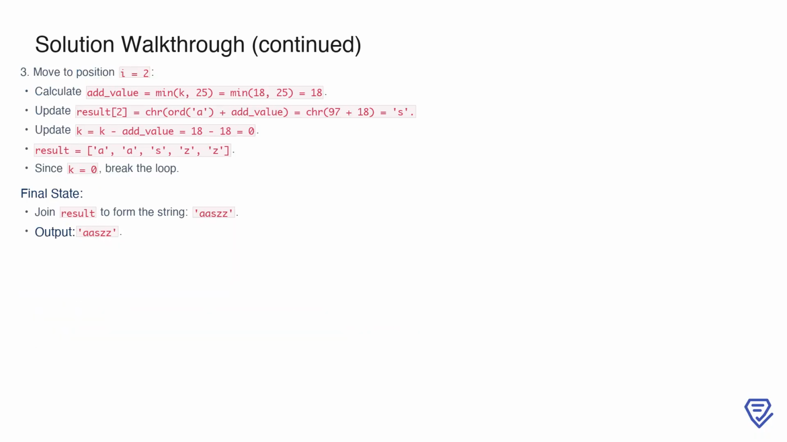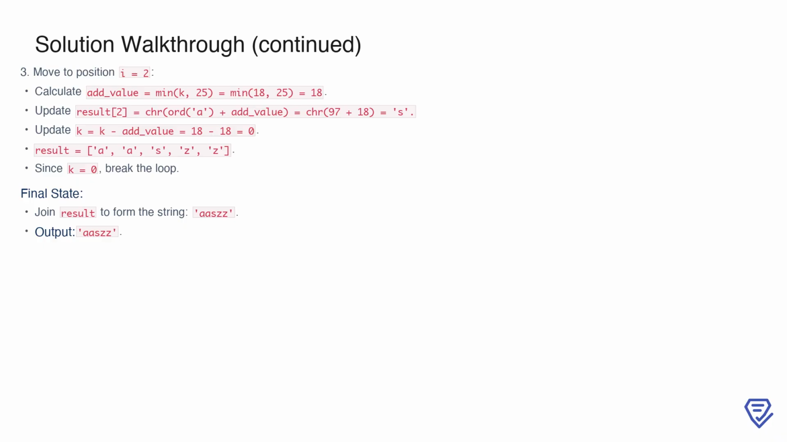Continuing with the same approach, we now update position 2. Here, the additional value is calculated as the minimum of k and 25, which in this case is 18. We update the character at index 2 to s, since s corresponds to an additional value of 18. With this update, k becomes 0, and the loop ends because no further value needs to be distributed.